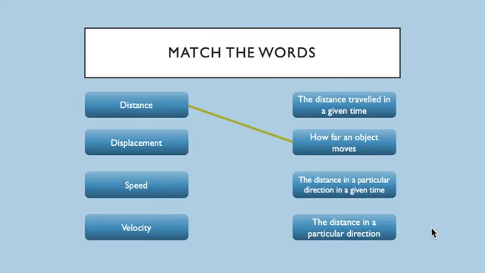Okay, so distance is how far an object moves. Displacement is the distance in a particular direction. Speed is the distance travelled in a given time. And then velocity must be the distance in a particular direction in a given time. Hopefully you got all of those. Really, really important that you know the differences between those.